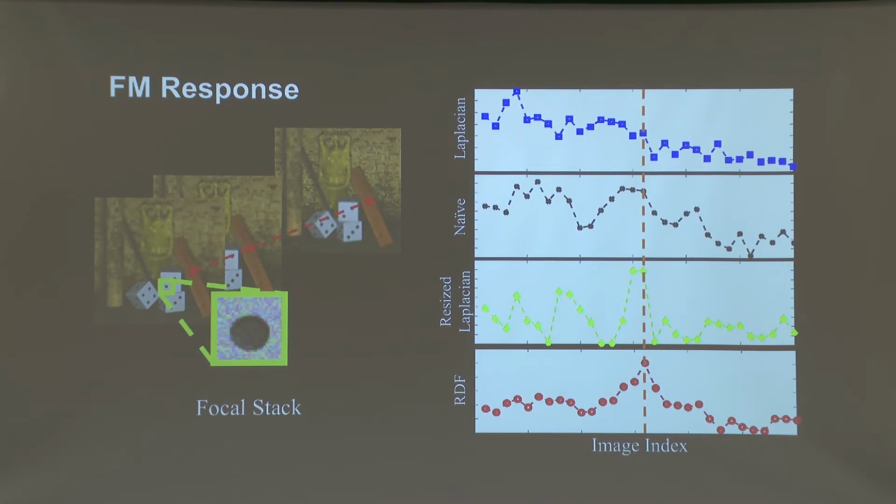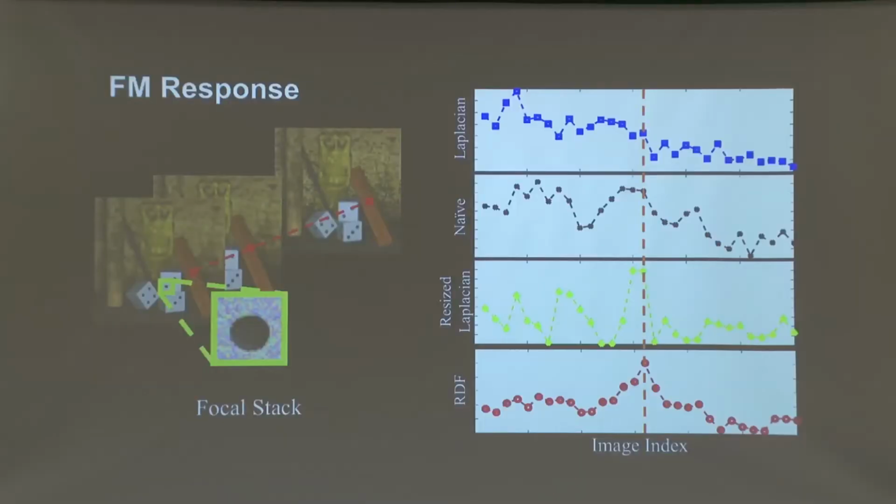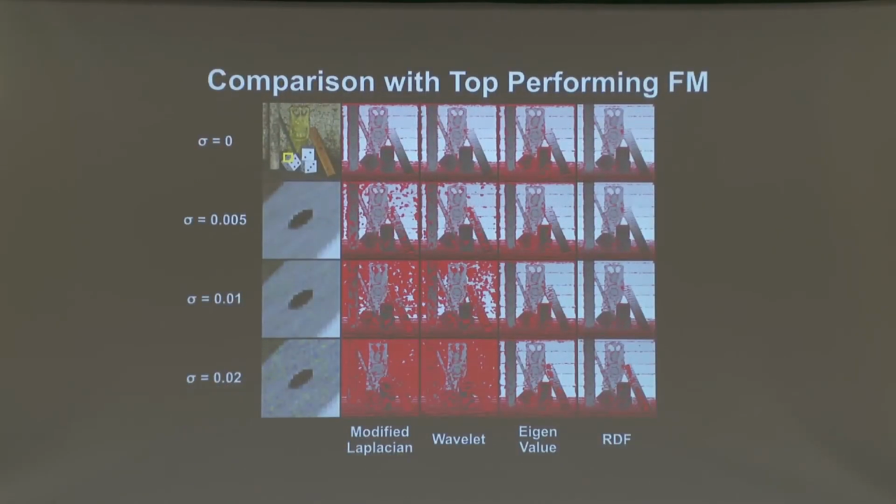And Laplacian looks actually pretty noisy. Naive does try to smooth things out, but it still is unable to suppress all of the responses because it's not as confident. Resized Laplacian is much more confident, but it still recognizes noise as a type of feature, and therefore it tries to balance the two out, and ultimately it fails in certain places. And RDF is allowed to get that clean response, and this is very important for the next step of our algorithm.